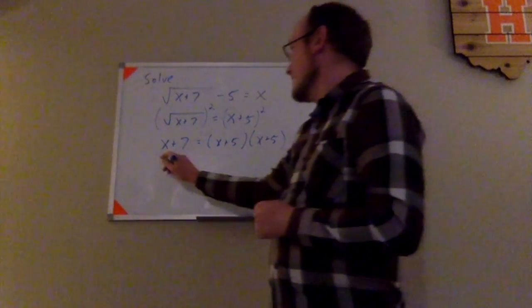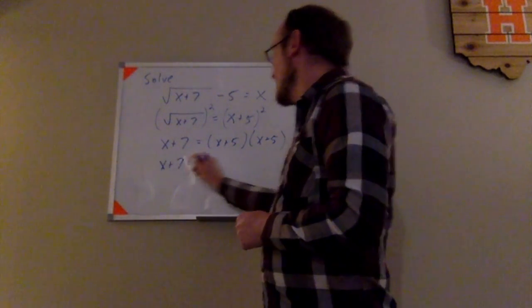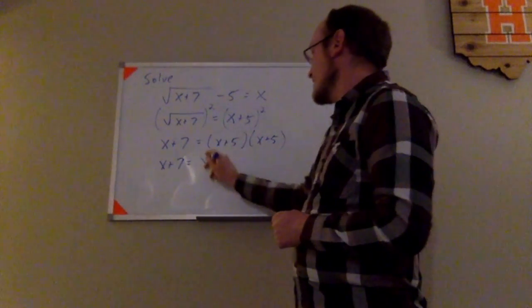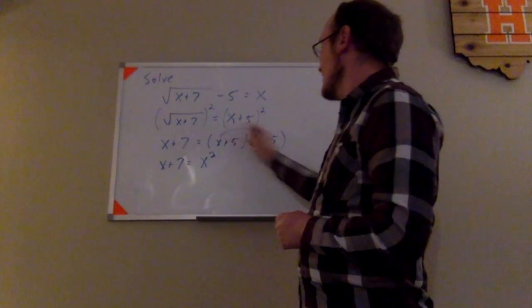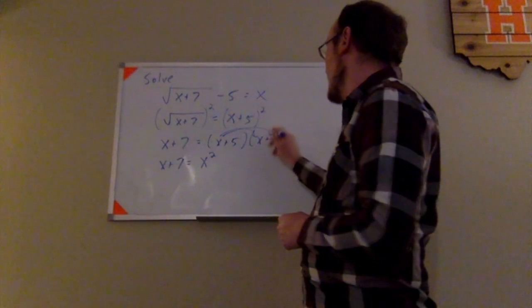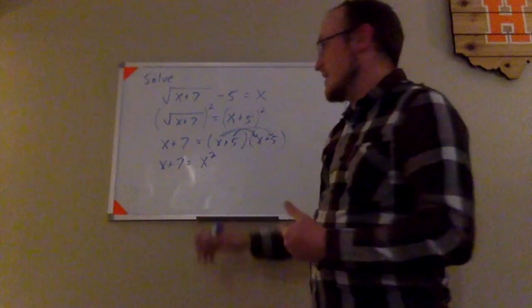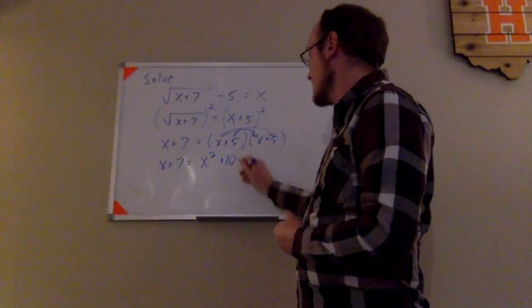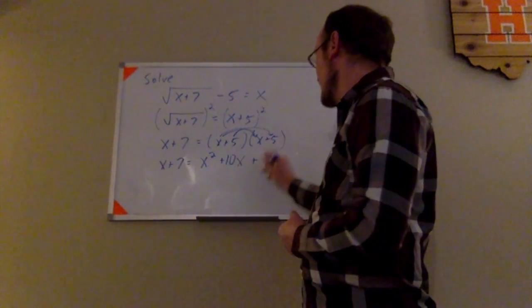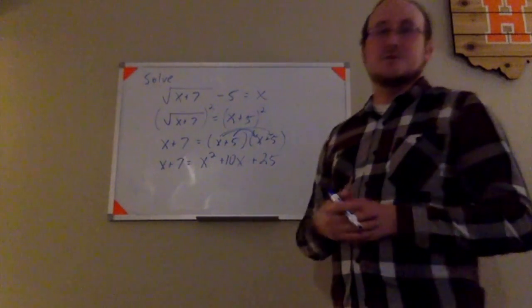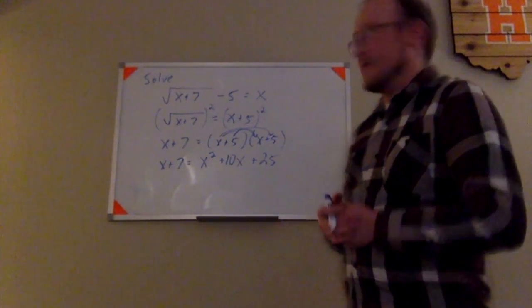So this will be x plus 7 equals x times x is x squared, and then that was the distributing there, and then x times 5 makes 5x, 5 times x makes another 5x, for a total of 10x, and then 5 times 5 is 25. So a lot of times students will forget that middle term there.